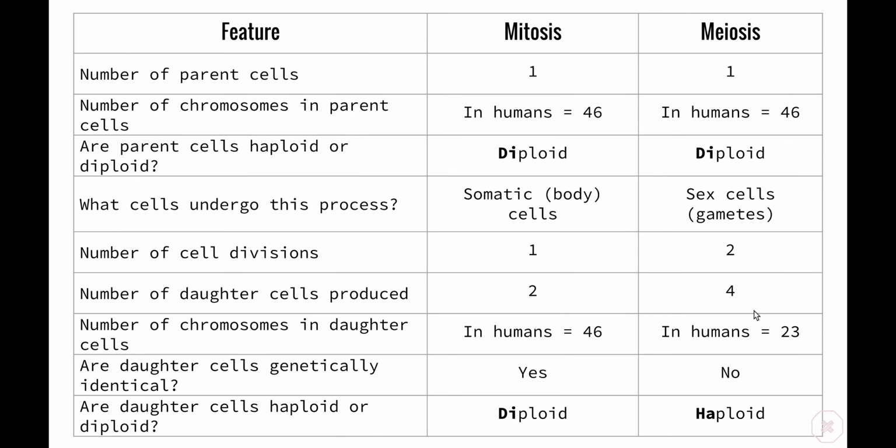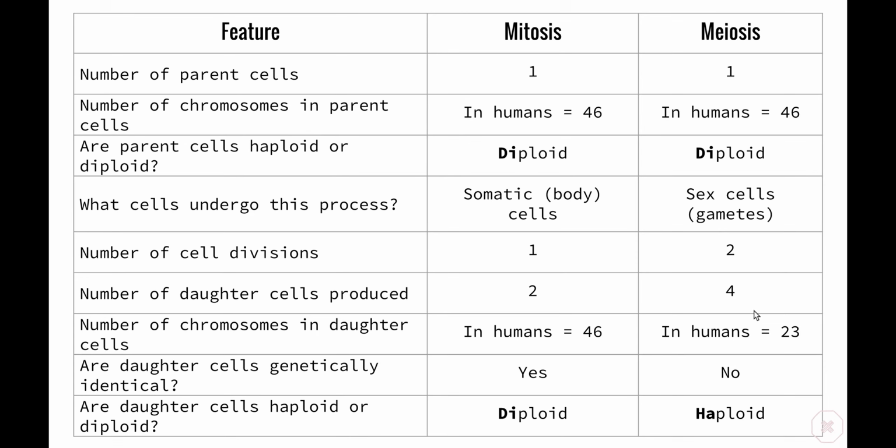So what cells undergo the process of mitosis? So our body cells. So all the different cells in our body that make up all the different tissues, organs, systems, etc. undergo mitosis, where only our sex cells undergo the process of meiosis to create the gametes. So testes in males and ovaries in females. In the process of mitosis, we only have one cell division taking place, whereas in meiosis, we have that double division in order to split from our 46 chromosomes to 23.